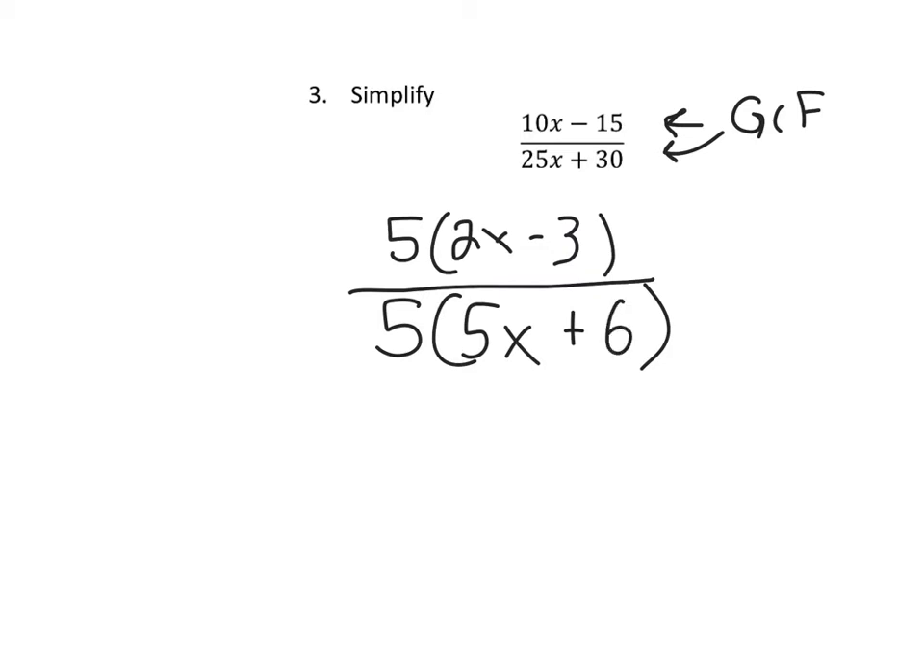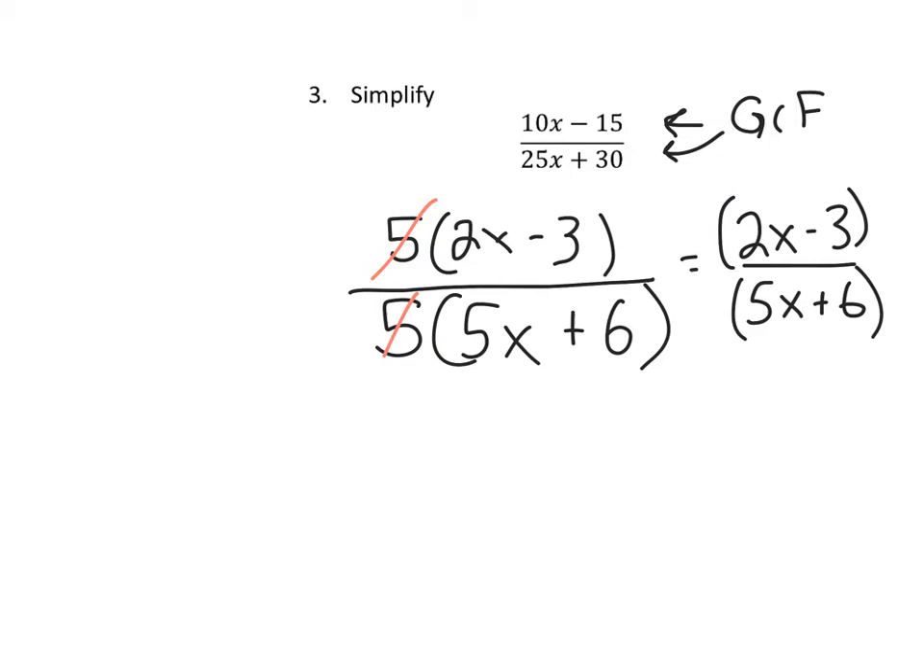So now that it's in factored form, I can see what we have in common on top, what we have in common on bottom. In this case, the 5's can cancel out, leaving me with 2x minus 3 over 5x plus 6. Now some people might want to try and cancel out, say, these x's, but we can't do that because this term is 2x minus 3. So if I'm going to cancel out anything in the numerator, it has to be a full 2x minus 3, which we don't have in the denominator.